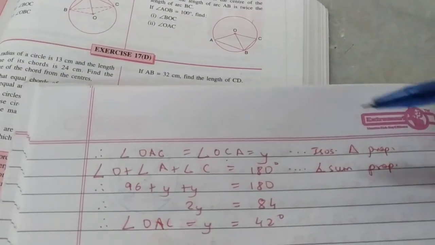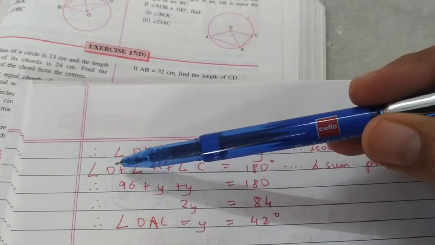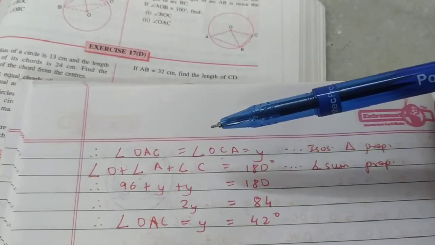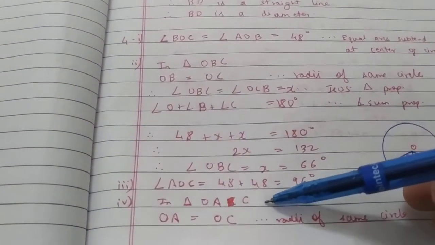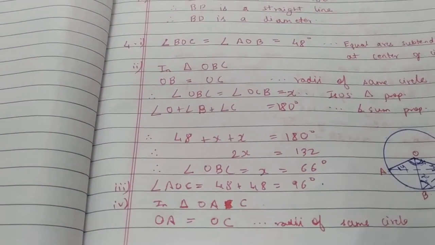Note that when I use angle sum property, I am using single letters for angles, which is fine because I have already mentioned the name of the triangle. So there is no confusion there.